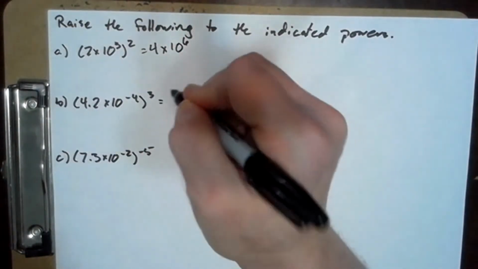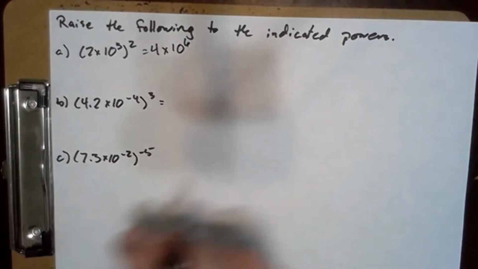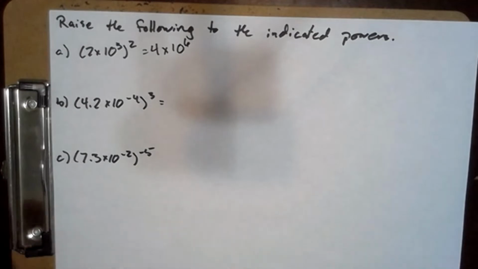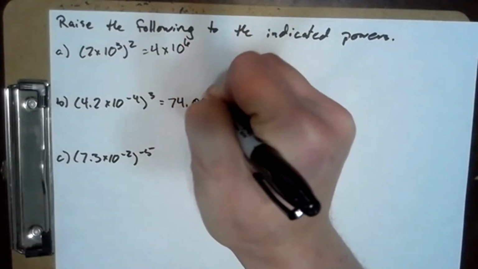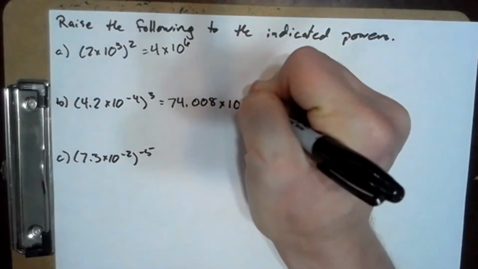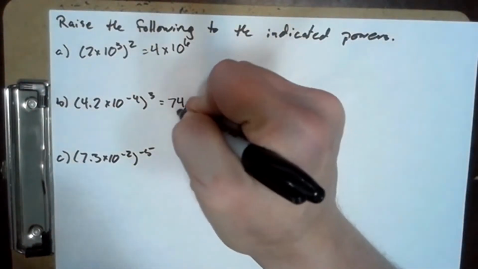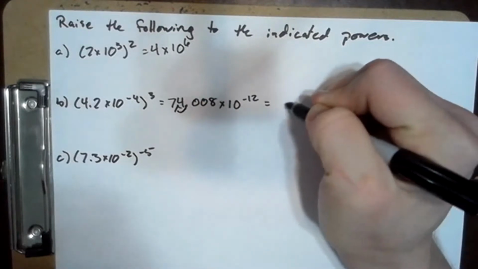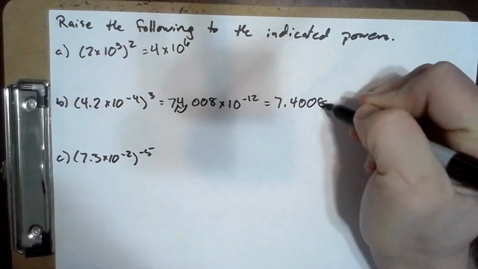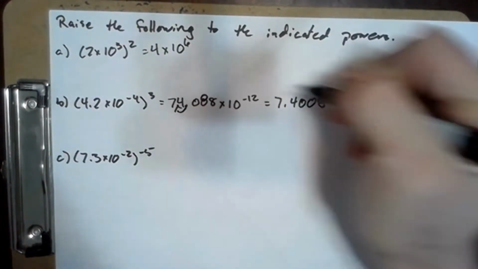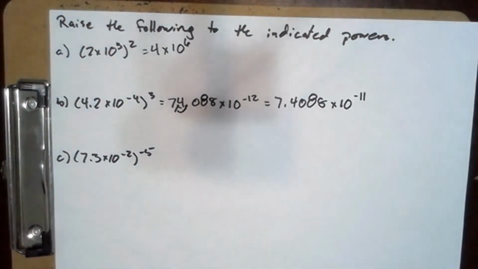4.2 times 10 to the negative 4th cubed. Okay, 4.2 cubed is, just double checking, 74.088 times 10 to the negative 12. But now we need to move this 1 to the left, so that's going to subtract 1 here. That's 7.4088 times 10 to the negative 11th.